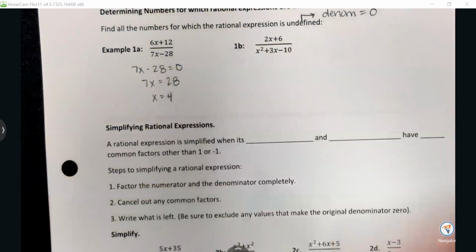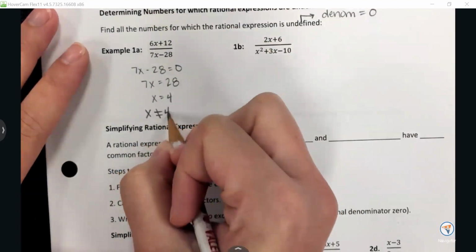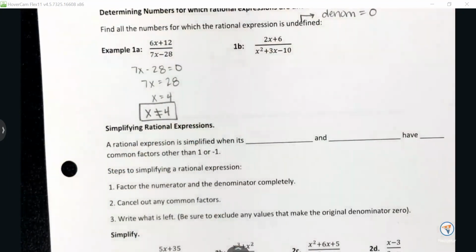So what is the real answer? The real answer is x cannot equal 4. So x cannot equal 4, because if I plug the 4 in, my answer would be 0.